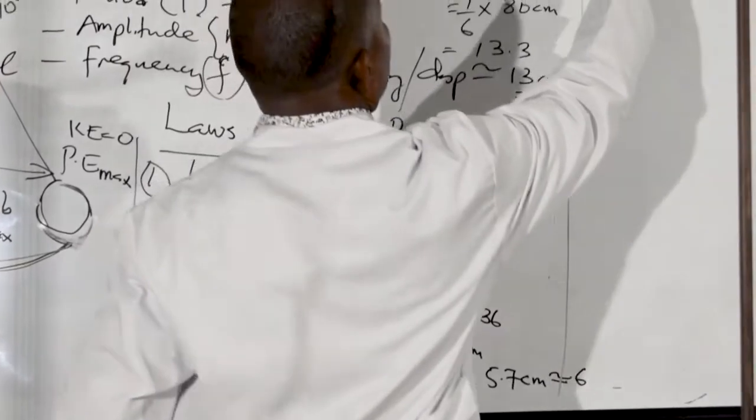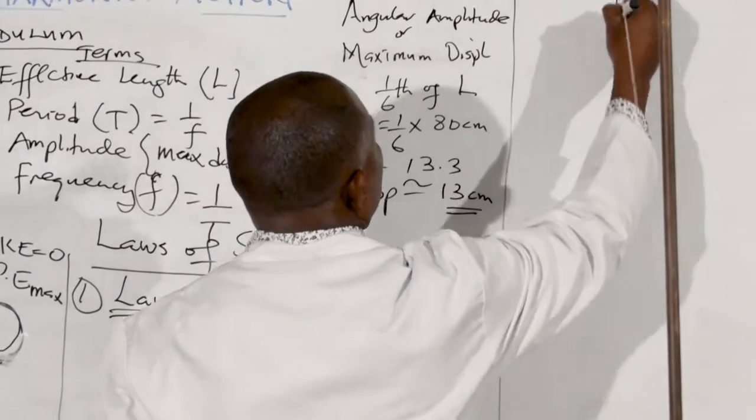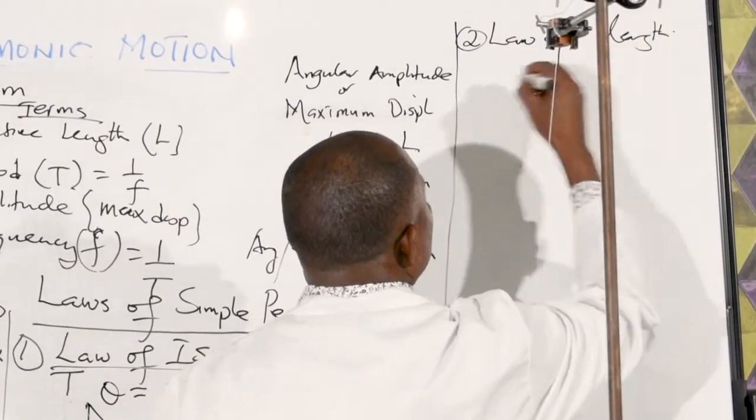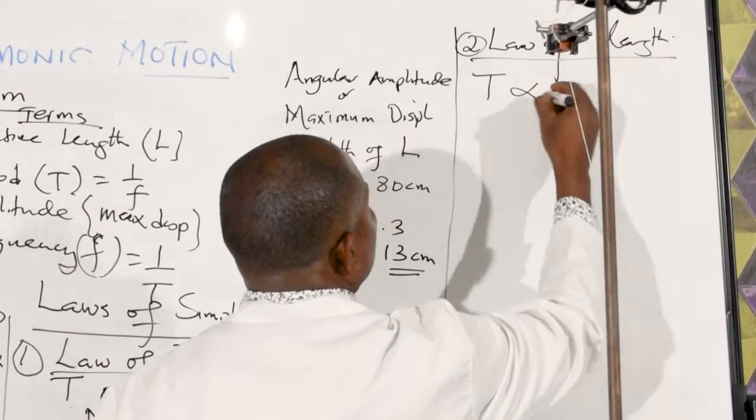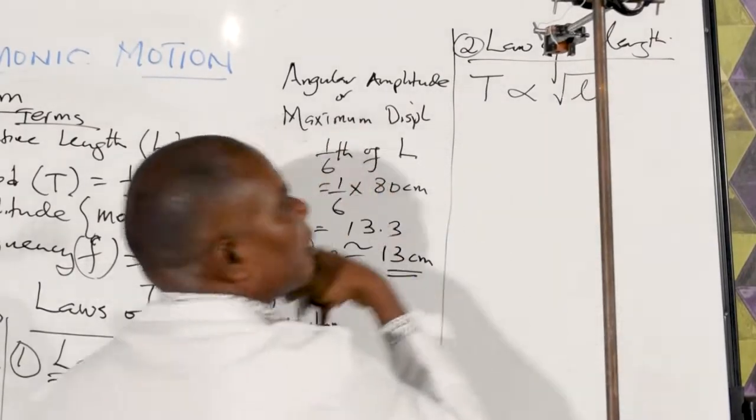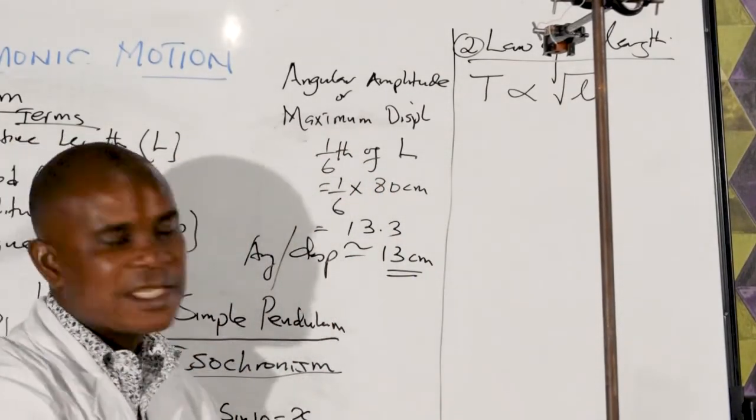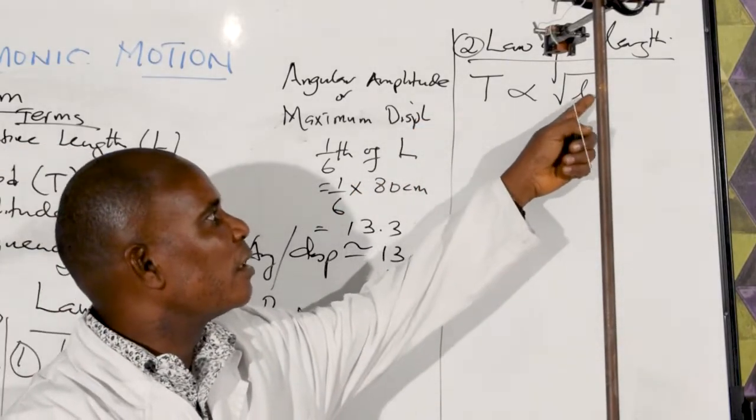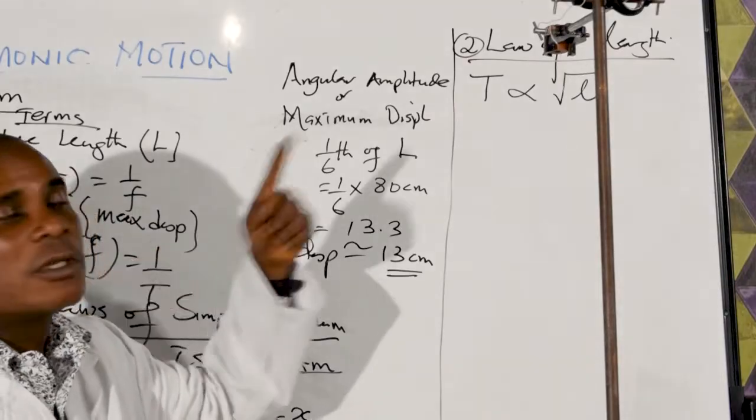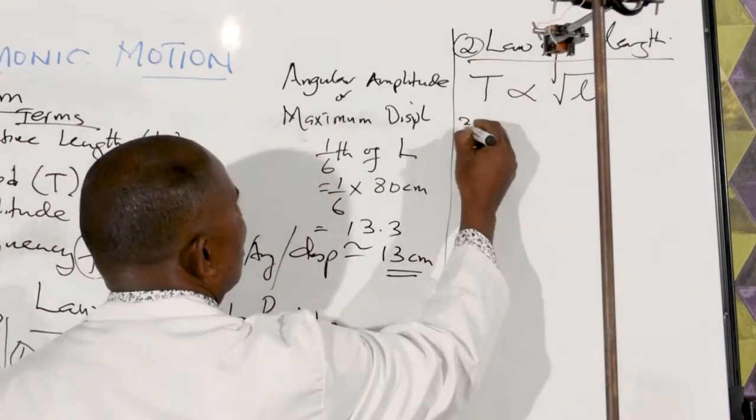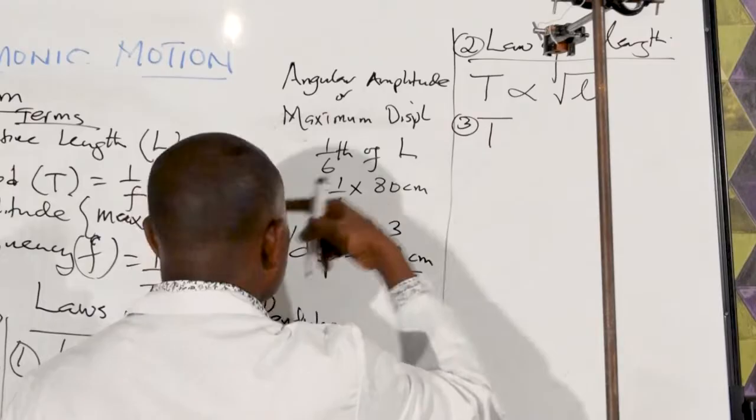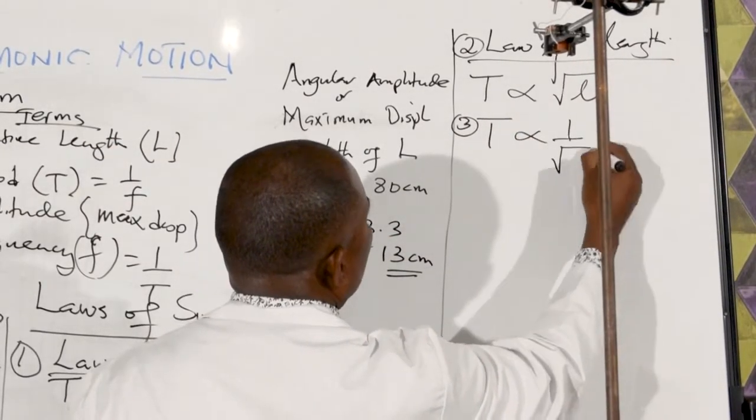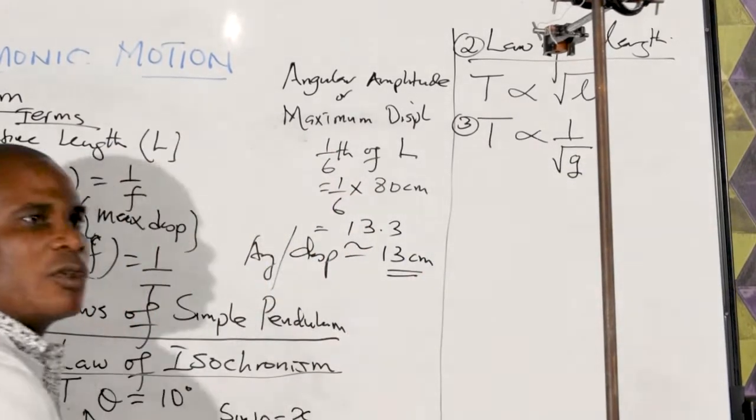The second law is the law of length. Now, the law of length states that the period of a simple pendulum is directly proportional to the square root of the length. So it means that as I'm increasing the length, the period is also going to increase. That's another law. Number 3 is about the same period we're trying to investigate. It says that it is inversely proportional to the square root of the acceleration due to gravity.